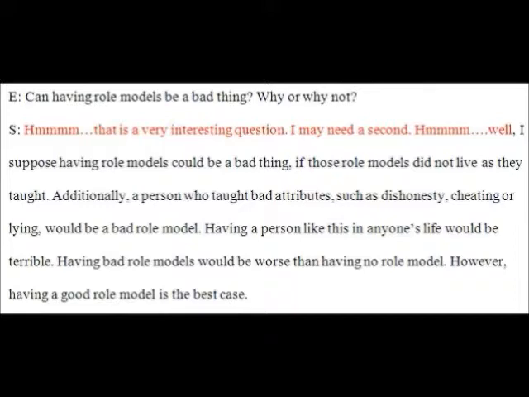Okay, that is the end of part 3, and that is the end of the IELTS test. Thank you very much for coming. Thank you. Have a good day, Natasha. You too. Bye-bye.